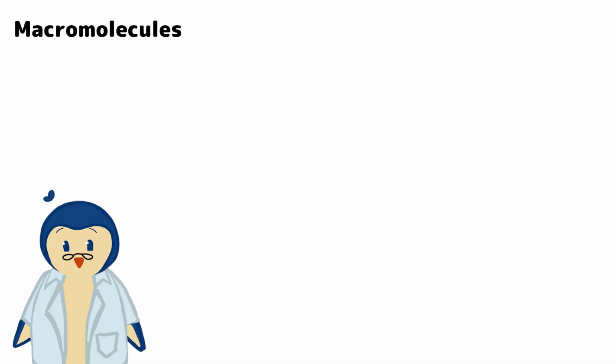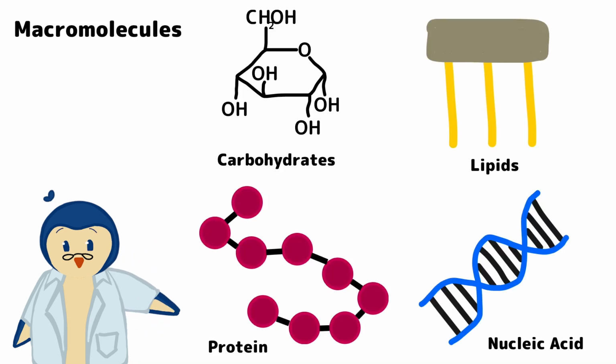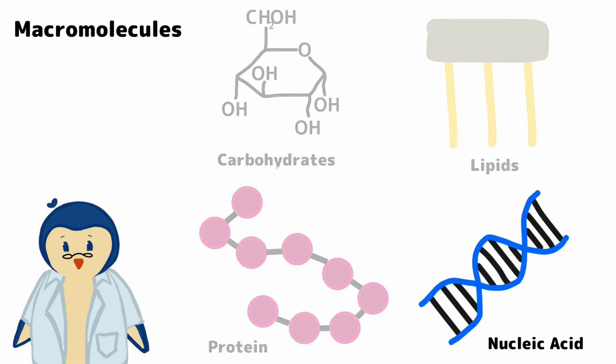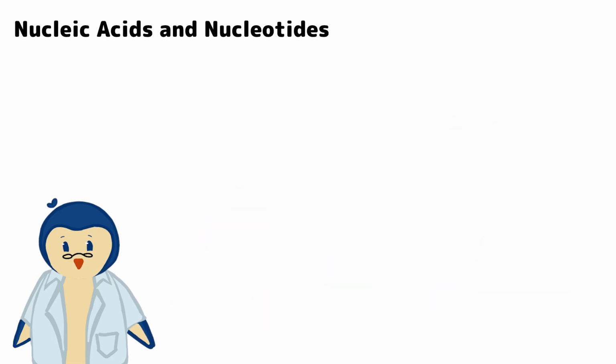Hello everybody, so today we are going to continue our series about the macromolecules and we are going to talk about the nucleic acids. So what are the nucleic acids? Nucleic acids are the macromolecules that store and transmit hereditary information. This definition might sound abstract, but let's look at their building blocks.